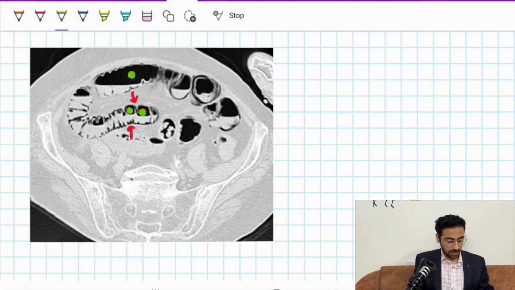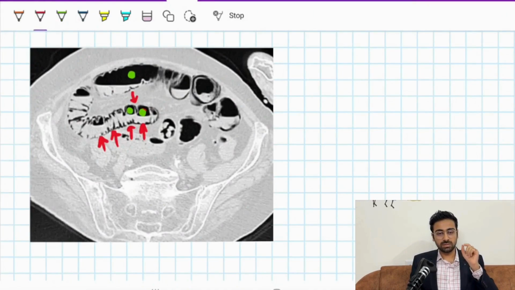However, if you see air in the dependent portion, meaning like this, which is represented here by the arrows, this is interbowel or intramural air. This is very important. This is a sign of pneumatosis and is a medical emergency, as you all know.